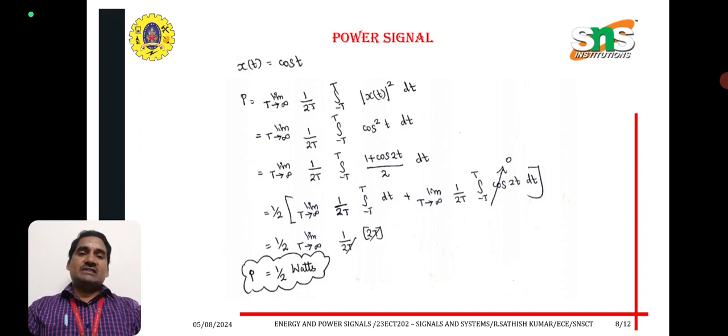Integration of a full cosine wave is equal to 0. So 1 by 2 into the limit t tends to infinity of 1 by 2t into 2t. The 2t gets cancelled. We can get the power as 1 by 2 watts.